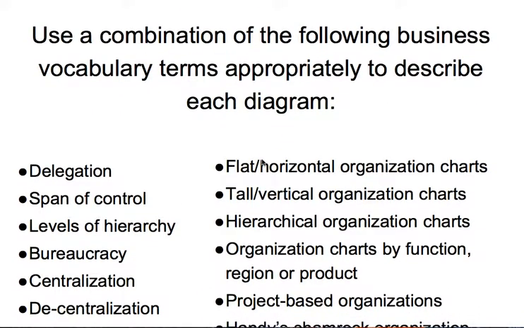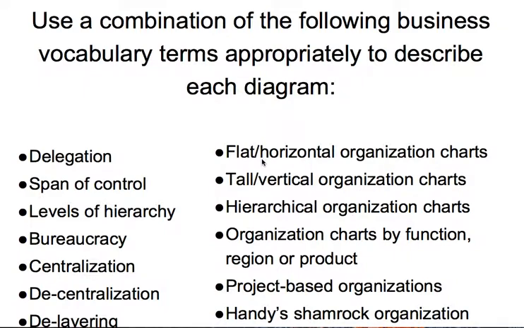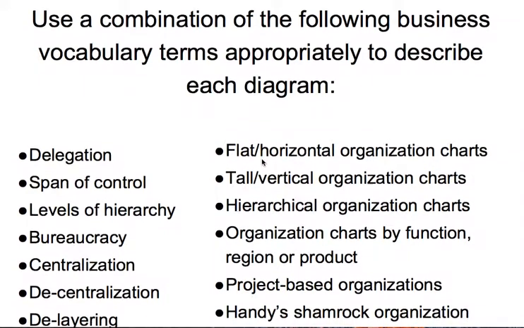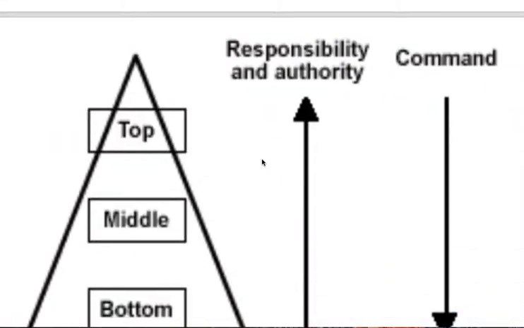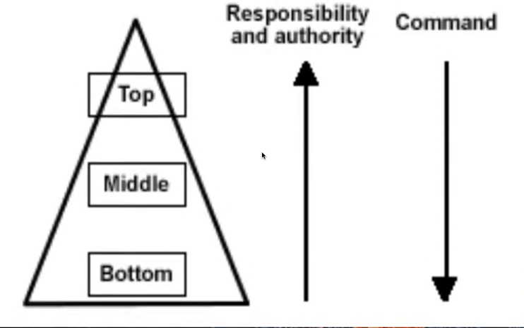In this presentation, we're going to be using a combination of the following business terms in order to accurately describe each diagram. So the first diagram is a diagram which shows an organizational chart which represents the hierarchy in a company. Each level is called a level of authority of command, where we have the bottom, middle, and top levels.